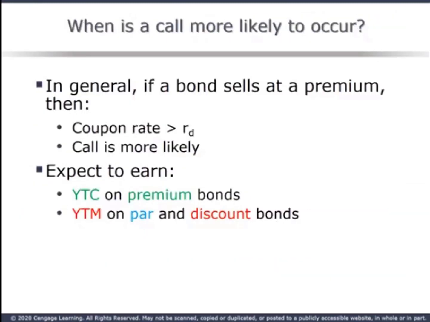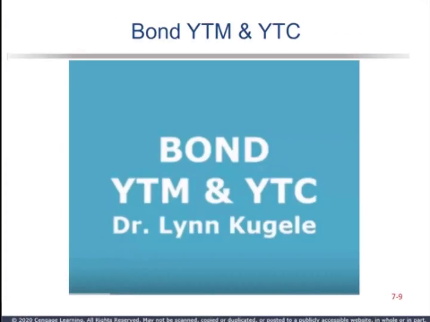In general, if a bond is selling at a premium, it means the bond's coupon rate is above going market rates, so a call is likely. Bonds selling at par or at a discount are unlikely to be called. This video tutorial covers bonds that pay interest both annually and semi-annually, and it's posted with this lesson.